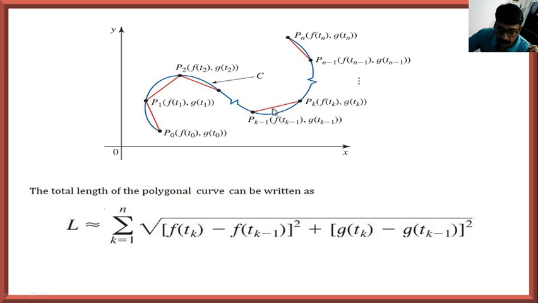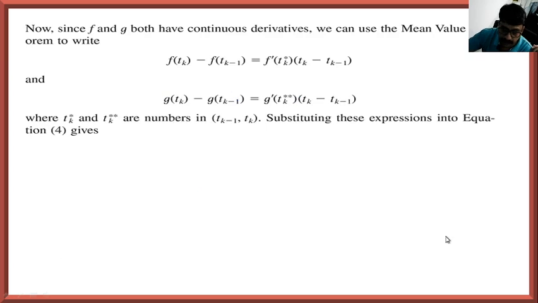The length of the polygonal curve is the sum of the line segments joining each pair of points p0 p1, p1 p2, like that. And the length, for example, of p k minus 1 p k is obtained by the formula root of f of t k minus f of t k minus 1 whole square plus g of t k minus g of t k minus 1 the whole square. Therefore, the total length of this polygonal curve is the sum of all these line segments, which is sigma k is equal to 1 to n root of f of t k minus f of t k minus 1 whole square plus g of t k minus g of t k minus 1 the whole square. But f of t k minus f of t k minus 1 you can write in the form f dash t k star into t k minus t k minus 1, since f is continuous and also differentiable.